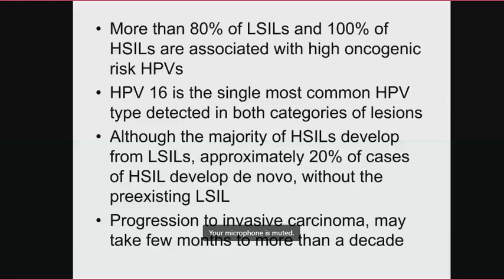So I think this is the last slide for today's class. More than 80% of the low grade SIL and 100% of high grade SIL are associated with high risk human papilloma virus. Human papilloma virus 16 is the single most common HPV detected in both categories of lesion, that is both low grade SIL and high grade SIL. Although the majority of high grade SIL develop from low grade SIL, 20% of the cases of high grade develop de novo without pre-existing LSIL.